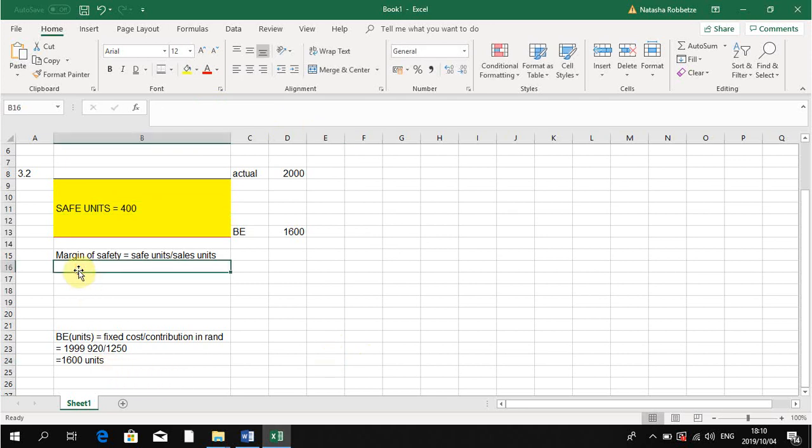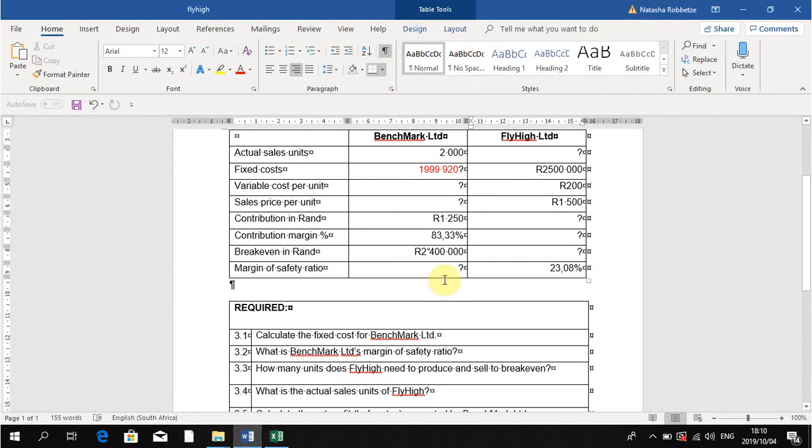So to fill out the margin of safety, I'm going to say there's 400 safe units. The actual sales was 2,000, and because you're calculating a ratio, we want to convert it to percentage, so we times by 100. 400 divided by 2,000 times 100 should give you 20%. So margin of safety 20%, and I go back and I fill it out. So there again, I'm just going to write it in red. Margin of safety is 20%.